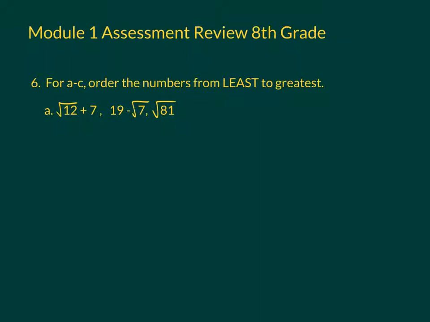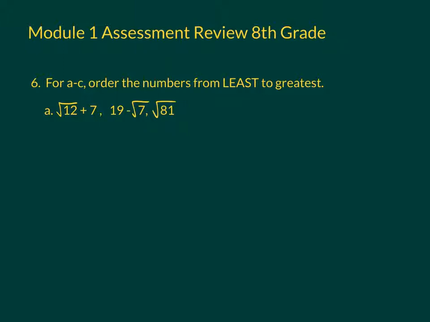For number 6, we are supposed to order the numbers from least to greatest, okay? Not greatest to least, least to greatest. So we've got some numbers here, and they're actually expressions. So we need to estimate some square roots before we can know any of these numbers.